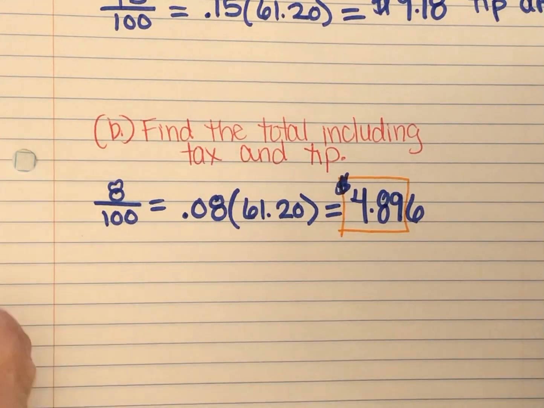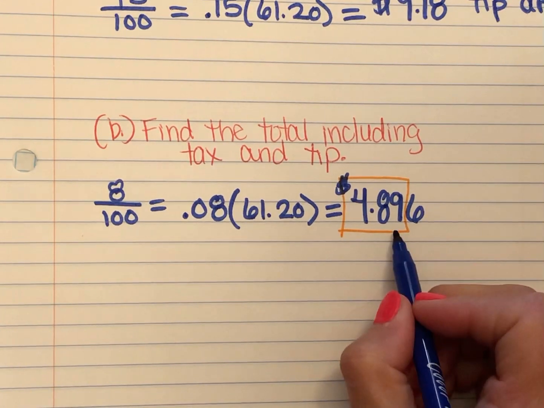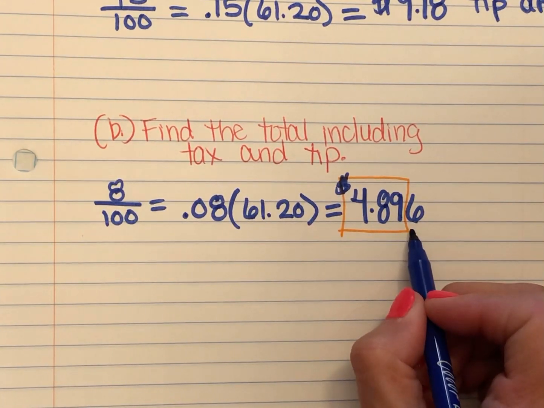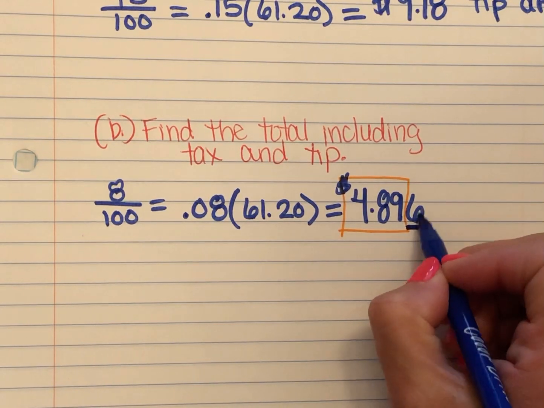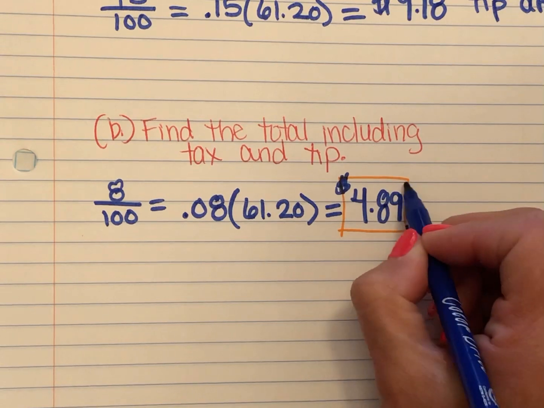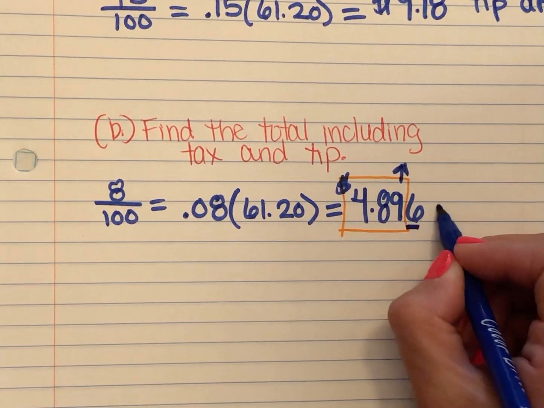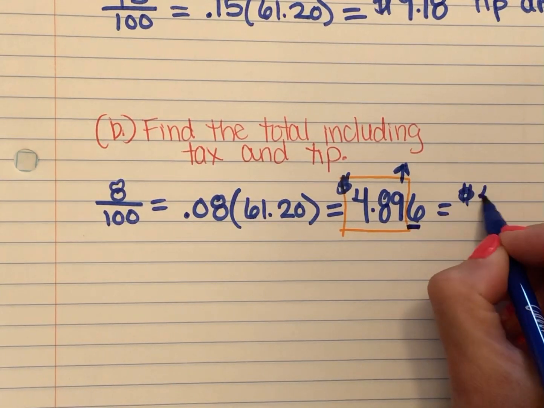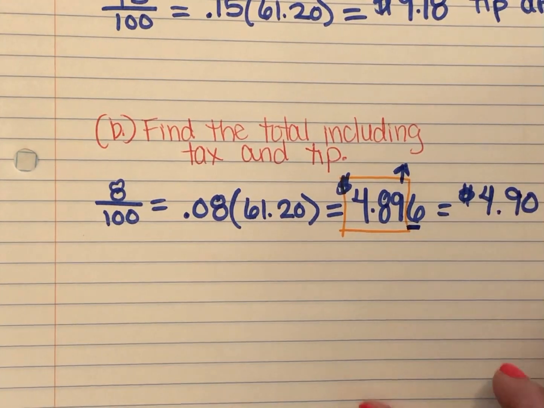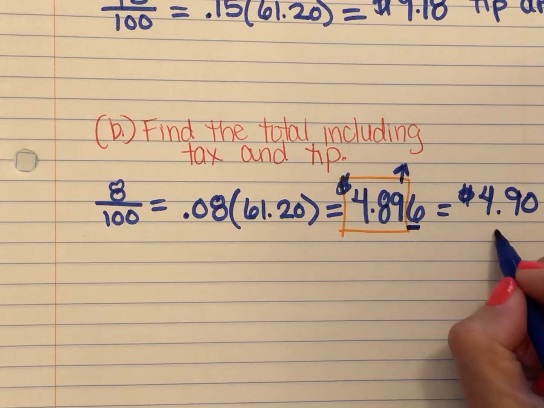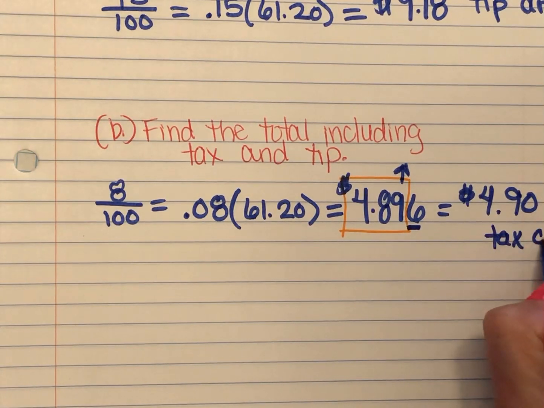Okay? So we're going to look at the second number. Let's look to see what's to the right. A 6 is to the right. And is the 6 5 or larger? Yes. So that means we need to round this 89 up. So this is going to round to $4. And what comes after 89? 90. So that's my tax amount.